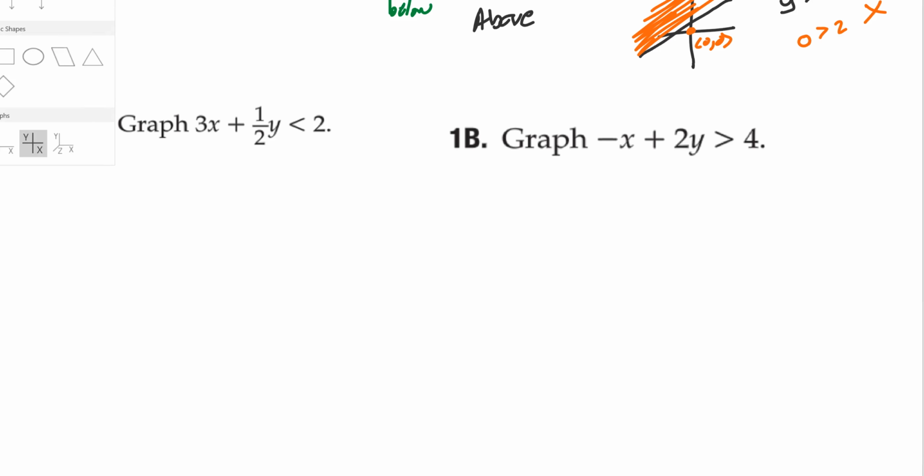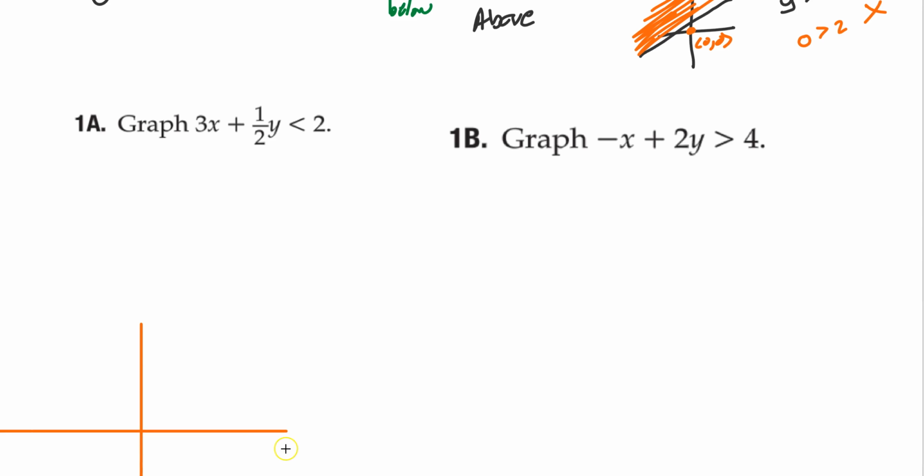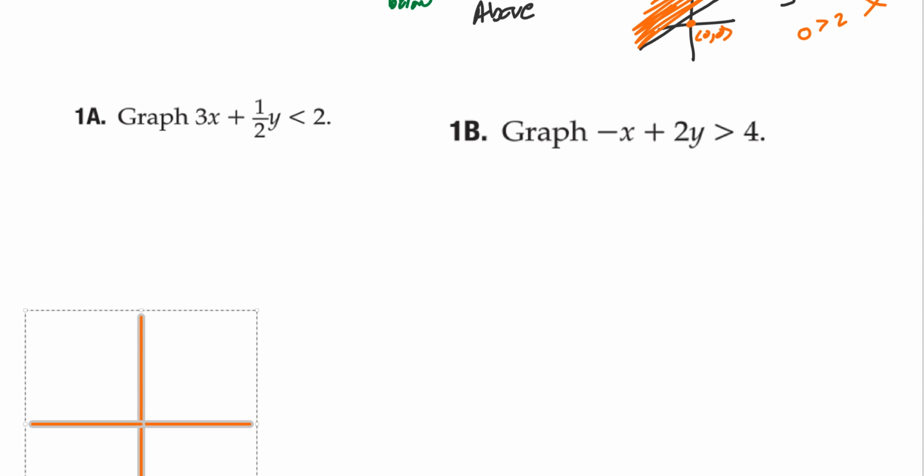Let me add a little chart there. Okay, that's fine, I guess. Let's make it blank. There we go. Come on. Come on.